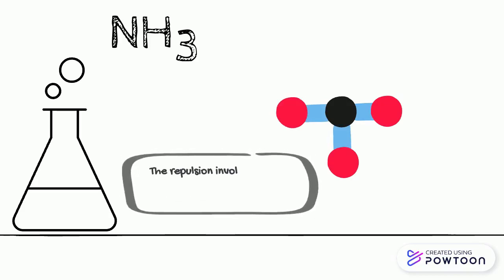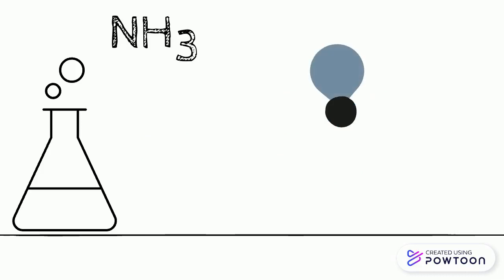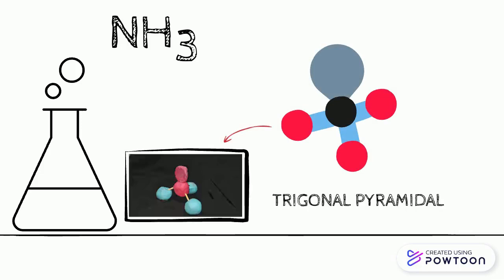The repulsion involving a lone pair is greater than the repulsion involving a bond pair. This will result in a decrease of bond angles between atoms. The presence of the lone pair makes the molecular geometry of ammonia trigonal pyramidal, and slightly reduces the bond angle from 109.5 degrees to 107 degrees.